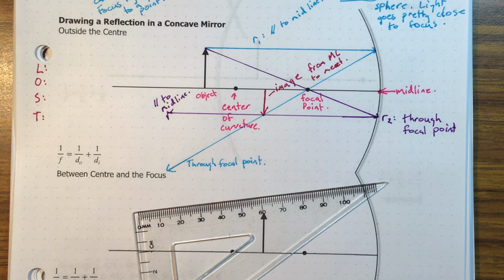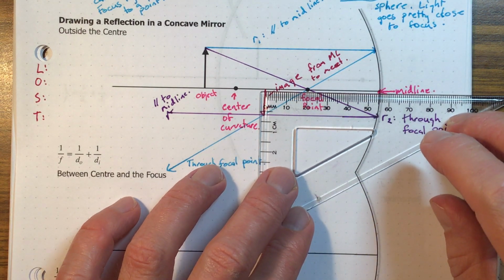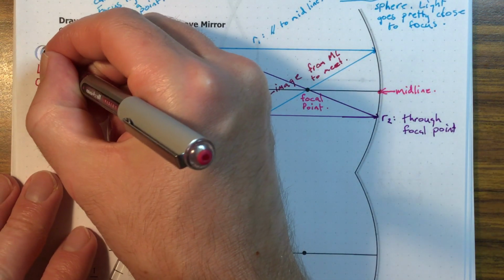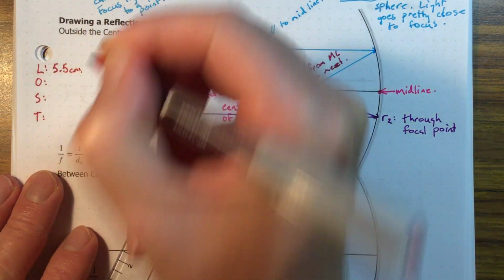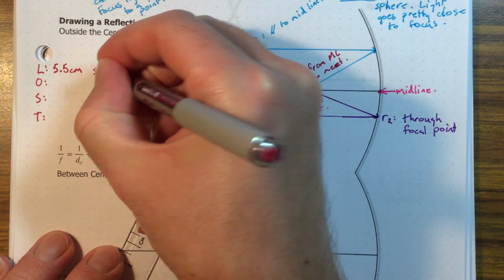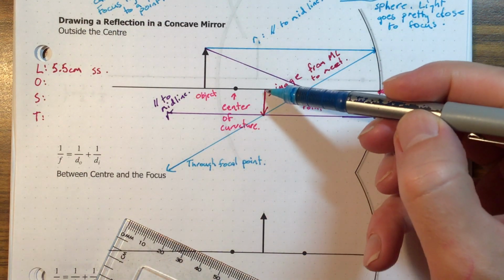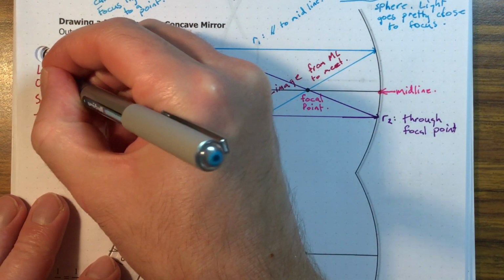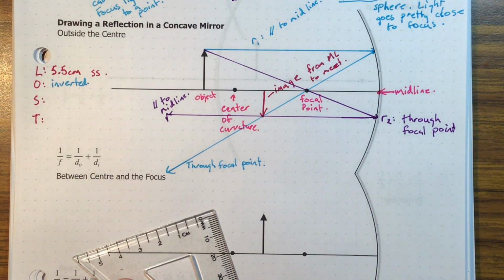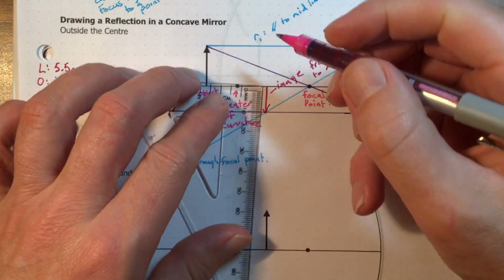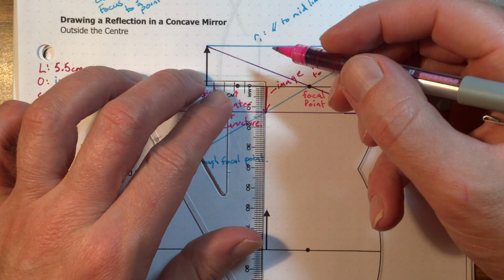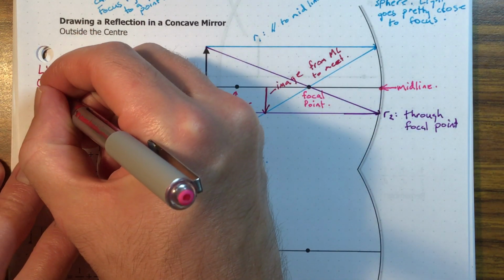So let's talk about our location. This one is located 5.5 centimeters away from the mirror. It's on the same side. Its orientation, it's upside down, it's inverted. Its size, we'll measure its height. It's about negative 1.2.